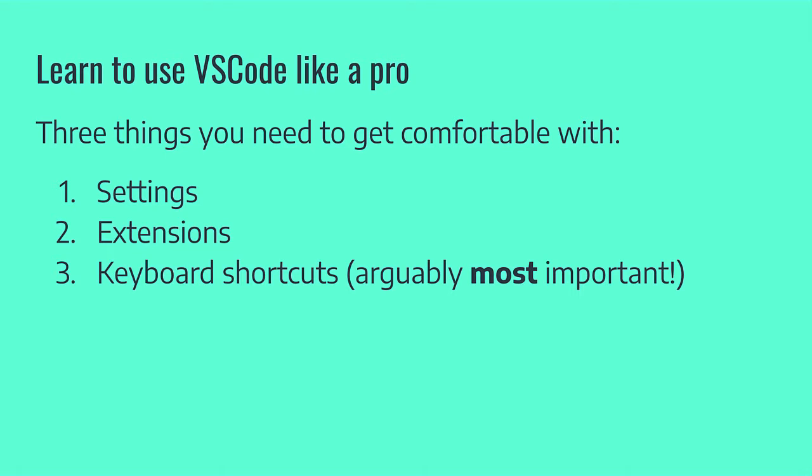There are three primary things that you need to get comfortable with. Those are settings, extensions, which are third-party plugins that can be used to extend the functionality that comes with Visual Studio Code and are usually tailored to different programming languages or programming environments, and keyboard shortcuts. Keyboard shortcuts are arguably the most important, and I'll be highlighting those a lot as I go through the other two things. A lot of times the settings and extensions are specifically to get you to keyboard shortcuts. Alright, so let's get started.